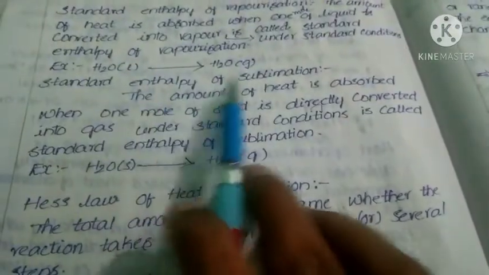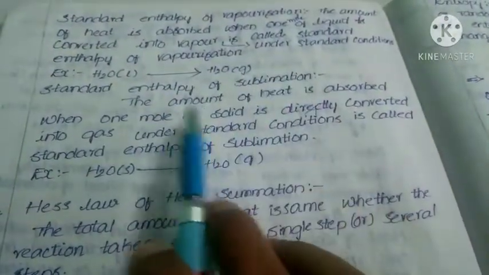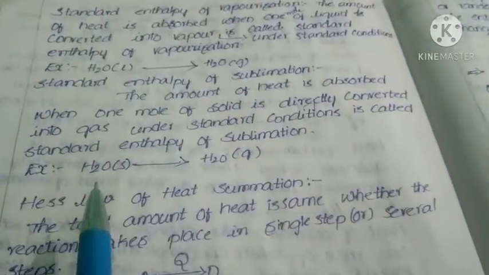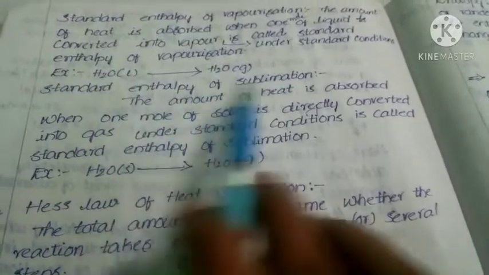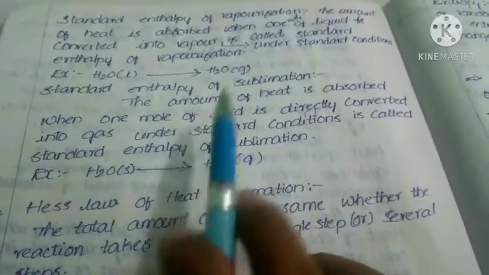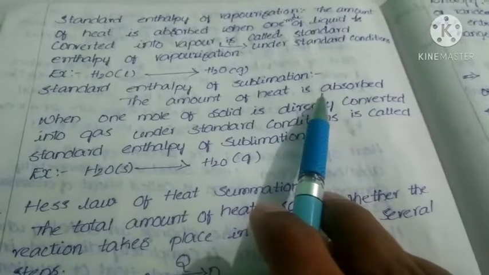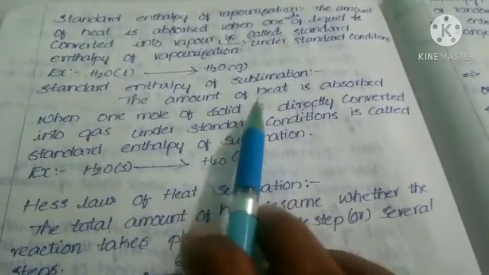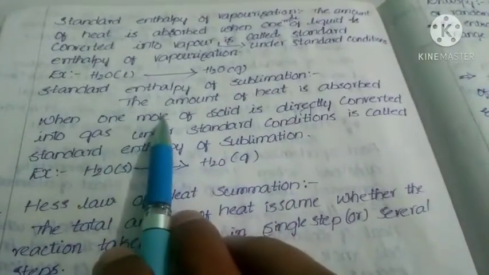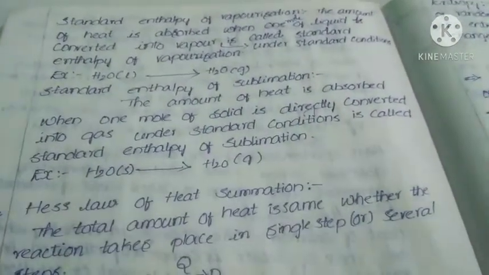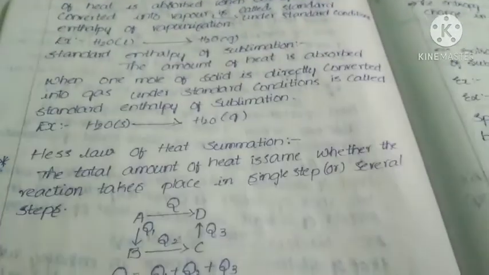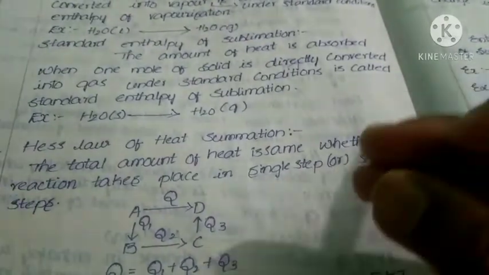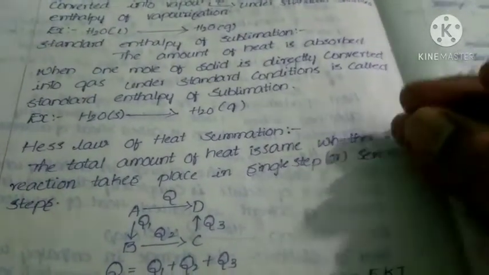Next, standard enthalpy of sublimation. Sublimation means what? When solid is directly converted into gaseous state without converting into liquid state, that is called sublimation. Standard enthalpy of sublimation means when 1 mole of solid substance is directly converted into gaseous state without converting into liquid state. For that process, some energy is needed, some energy is absorbed. That energy is called standard enthalpy of sublimation. It should be done under standard conditions. That is all about standard enthalpy of phase transitions.